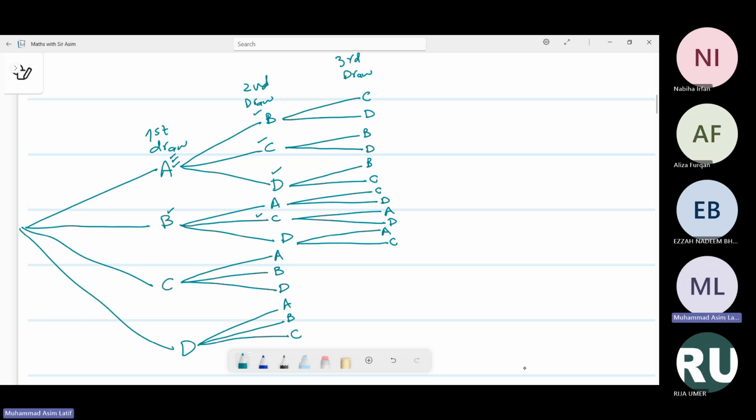Then after having C and A, the third card might be a B and then a D. Or after CB, it could be an A or a D. Or after having C and D, it could be an A or a B. Then in this case, it could be after D.